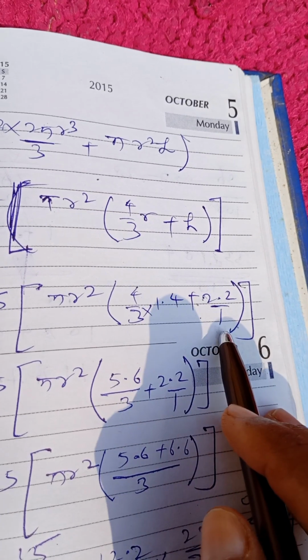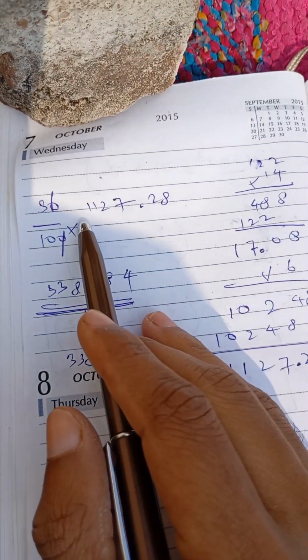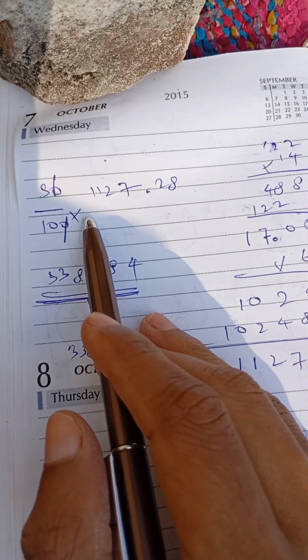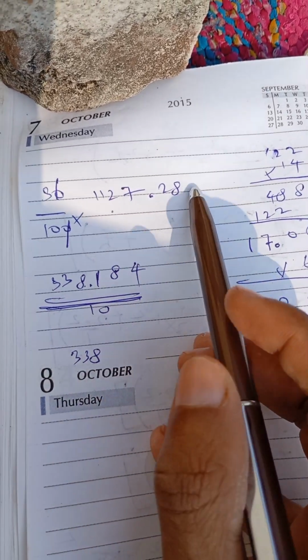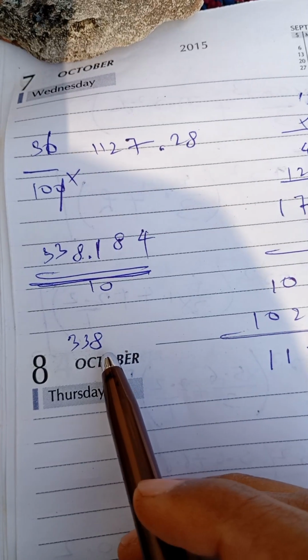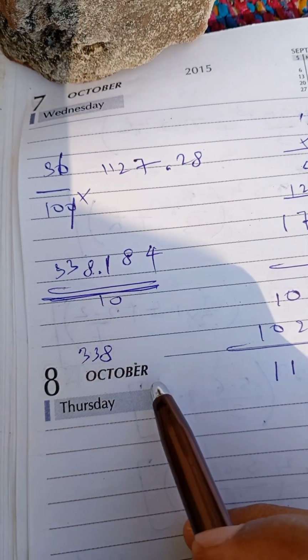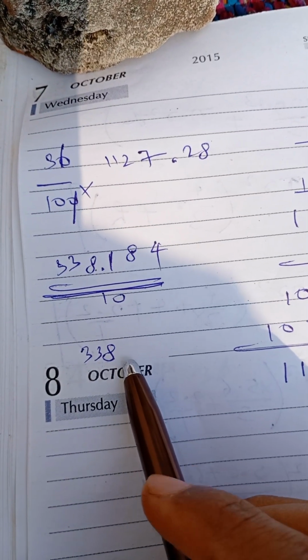Putting the value of this h here, 2.2, we get 11 to 7.28, and the sugar syrup is 30% of the volume of gulab jamun. So 30 by 100 into 11 to 7.28. In the book the answer given is 338, which is almost the same as 338.184. It is volume, so it is centimeter cube.